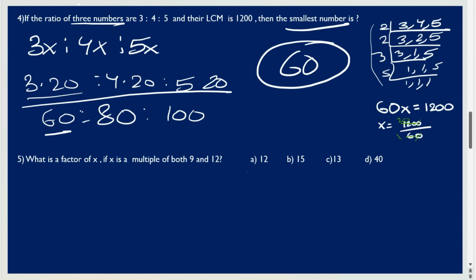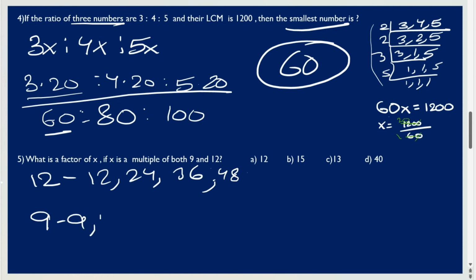Okay, so first we want to figure out a multiple of both 9 and 12. So, 12 and 9. Let's list the multiples. 12: 12, 24, 36, 48, and so on. 9: 9, 18, 27, 36, and so on. Now we just saw a common multiple.